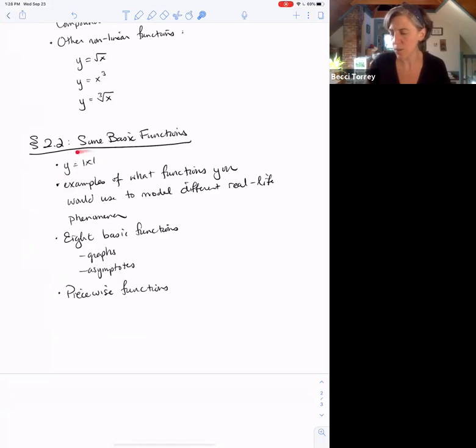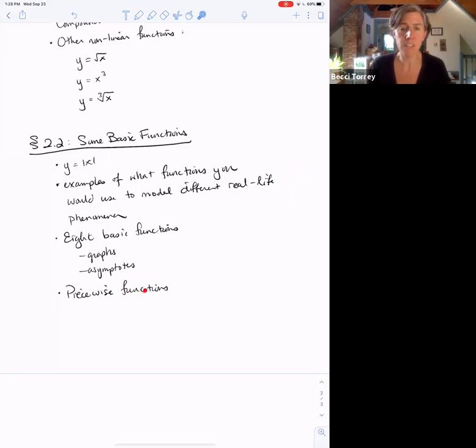They'll start out with an analysis of absolute value of x, which is a handy function to have in your pocket. They'll give you some examples of real life phenomena that you would model with these different kinds of functions, to see why we're looking at all of these things. They're going to give you 8 basic functions. They'll look at the graphs and the asymptotes for those functions. And finally, they'll look at piecewise functions.